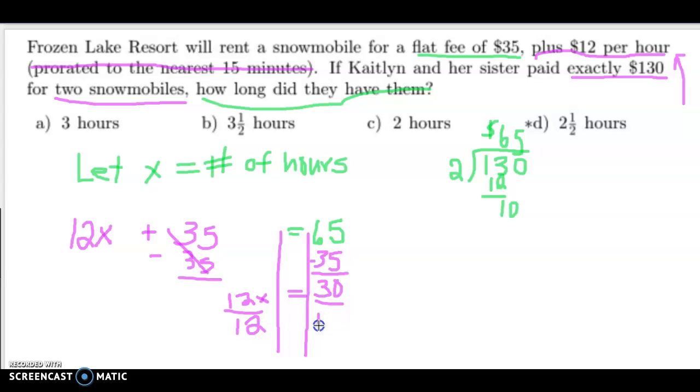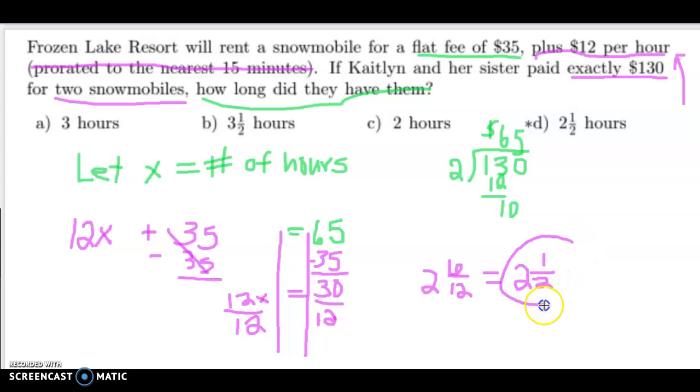Well, you're probably saying to yourself, 12 doesn't go into 30 evenly, but that's okay. 12 goes into 30 2 times, which is 24. So how many do I have left over? 6. I keep the denominator of 12, and now I have to simplify it. 6 12ths can simplify to 1/2.